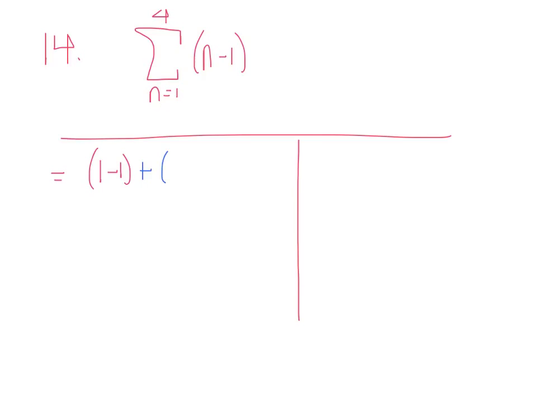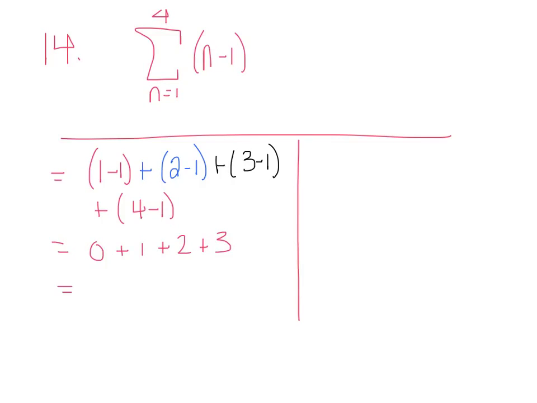plus what happens when n is 2? 2 minus 1 is the second term. What happens when n is 3? 3 minus 1 is the third term. And then finally the last term, 4 minus 1. So I just got to add these up then. 0 plus 1 plus 2 plus 3. This is small enough I can add these up. 6. I get the answer is 6.